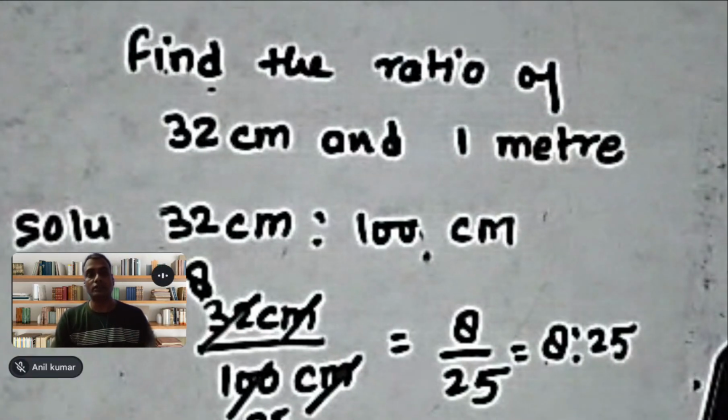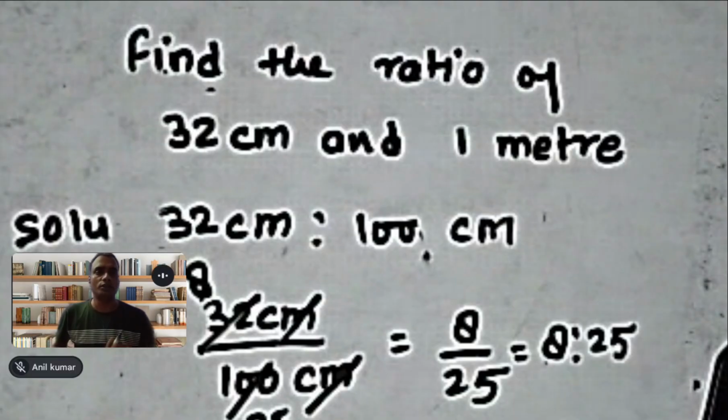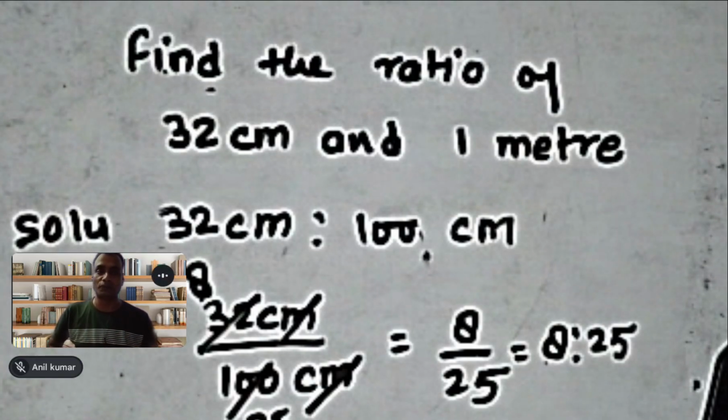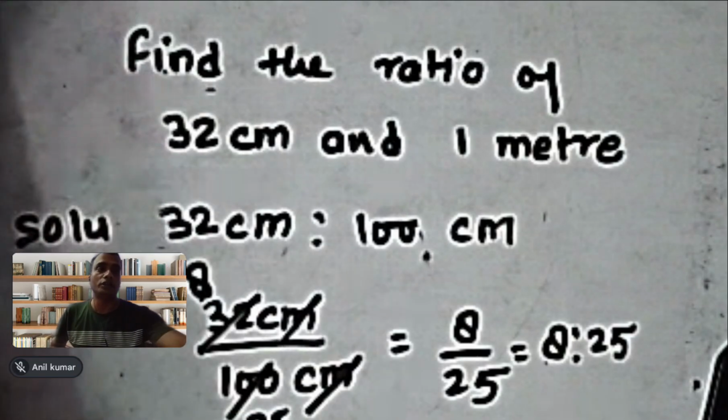So in ratio you can compare the same type of units, and first of all you have to make the units same. Here meter and centimeter is given, you have to convert the meter into centimeter, or centimeter into meter, meaning you have to make the unit same. Then write in the form of a fraction, simplify that, and then write it as a simple ratio.